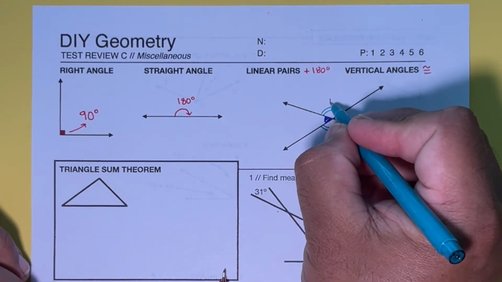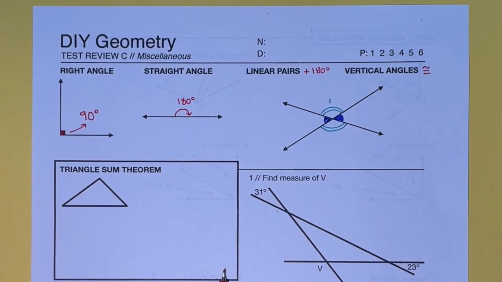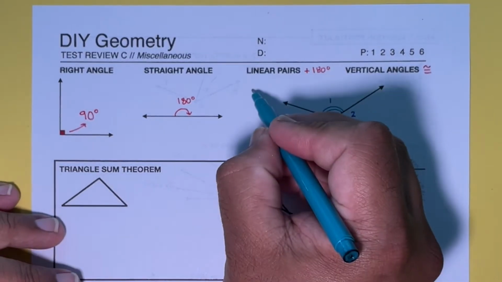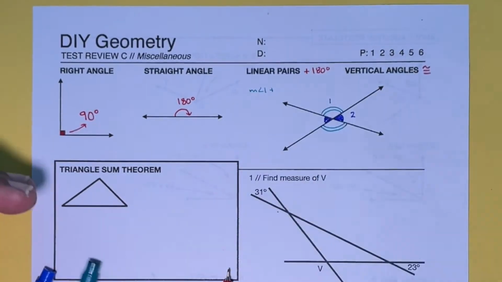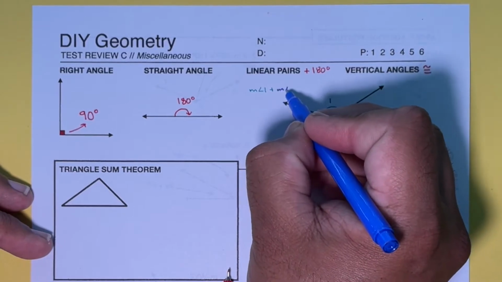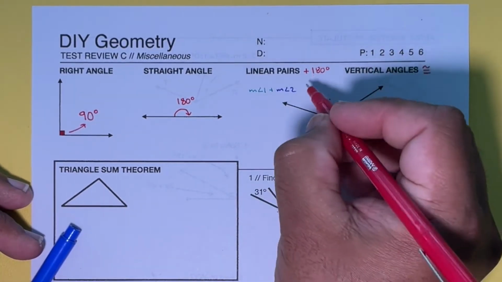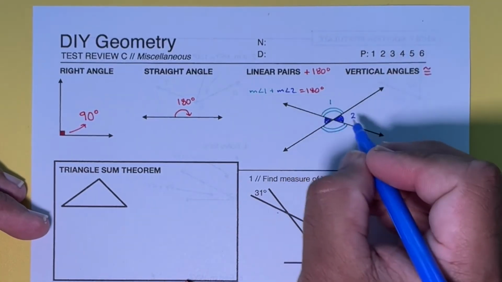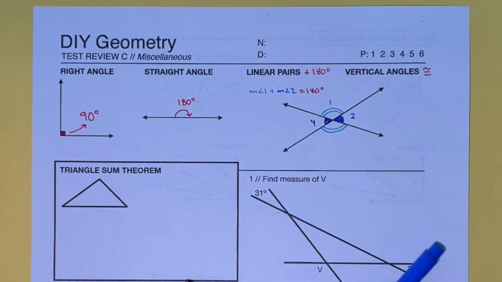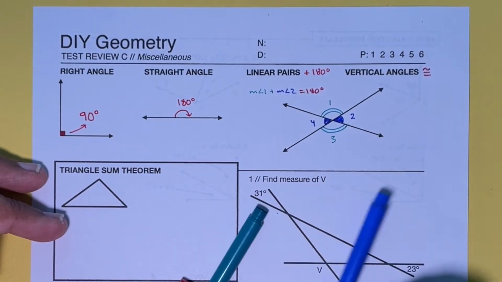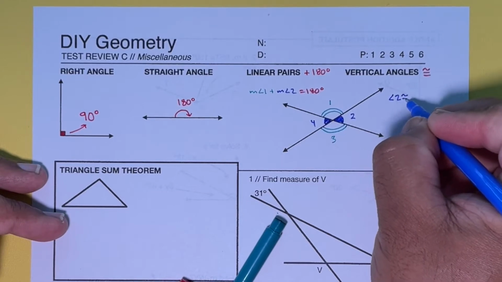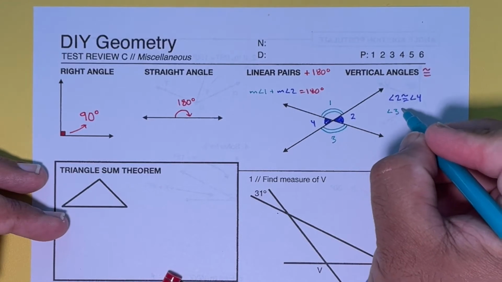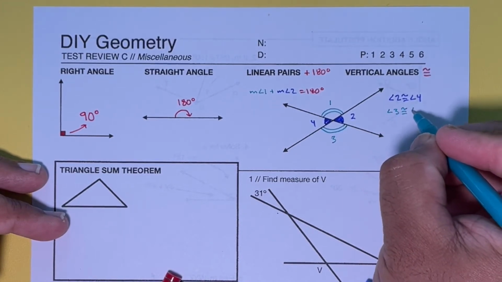But if I add this teal one with this blue one, those add up to 180, and those are linear pairs. So measure of angle 1 plus measure of angle 2 equals 180 degrees, whereas angle 2 is congruent to angle 4, and angle 3 is congruent to angle 1.